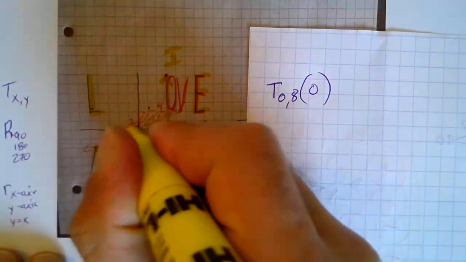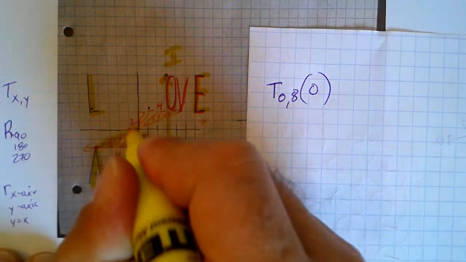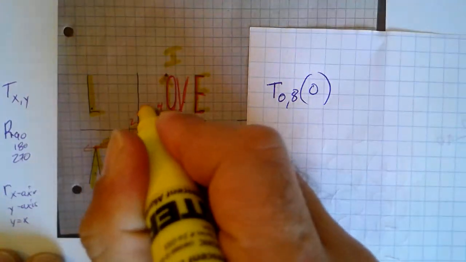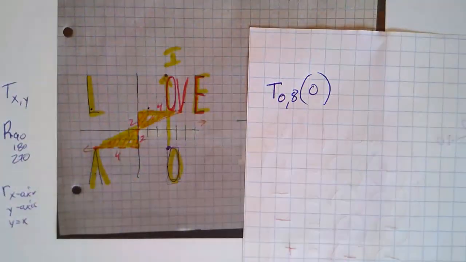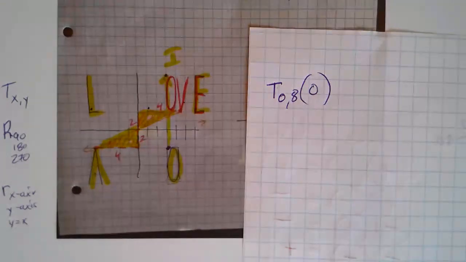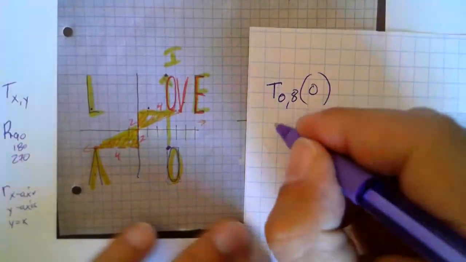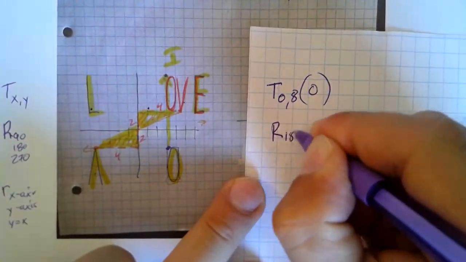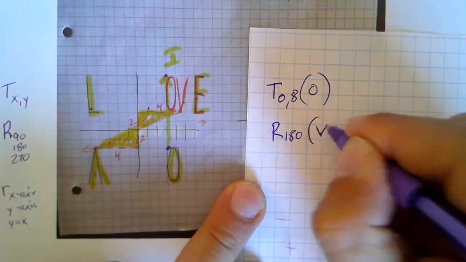But the main thing for rotations is you want to keep in mind that you can make a triangle where it is and where it's going to go, and that'll help you rotate it. Okay? So that's a good one. Let's go ahead and write what we did. We did a rotation of 180 degrees, and we did it to the V.